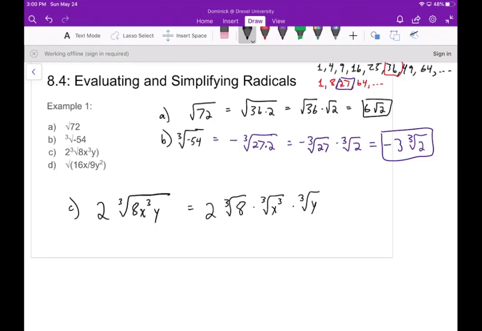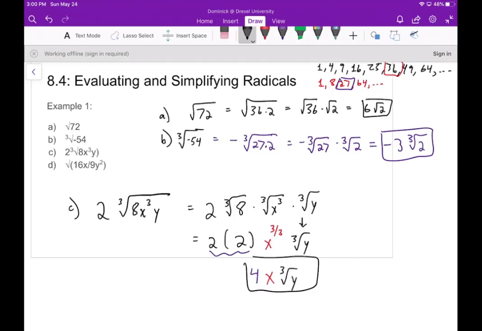Now we know that the cube root of 8 is 2. For my variable terms, we're going to write this in fractional form. And the last one I'm actually not going to do anything with, because this is just going to remain the cube root of y. There's nothing I can do with that. But if you look at your x to the 3 over 3, we can simplify that because 3 over 3 is just 1. So we're going to get x. And this 2 times 2 is going to give me a 4. And I can't do anything else with the y, so this is 4x times the cube root of y.